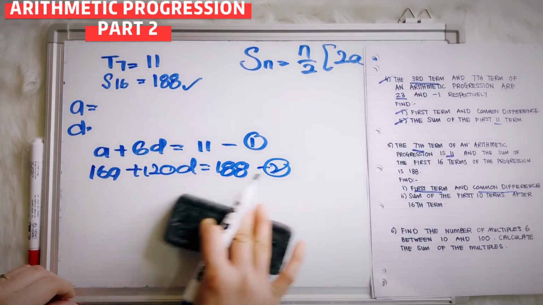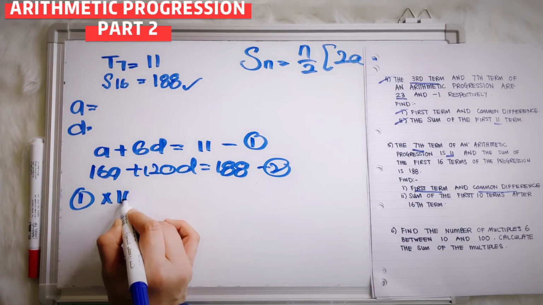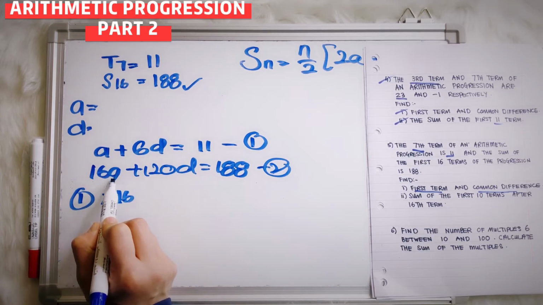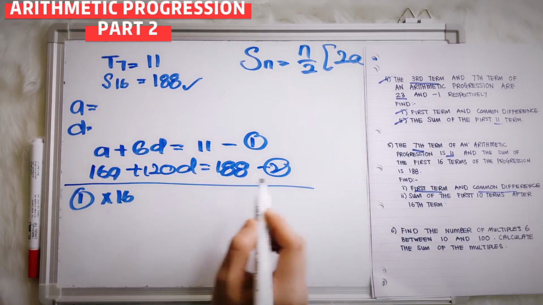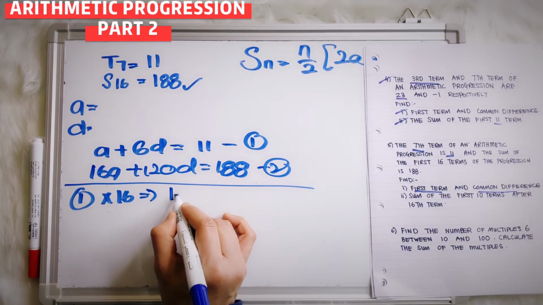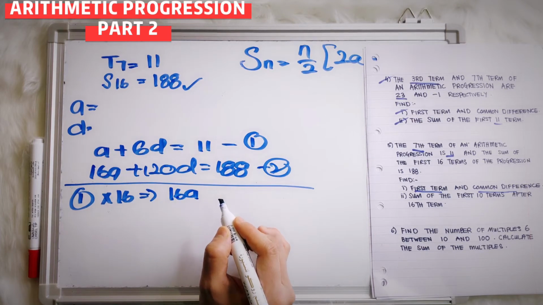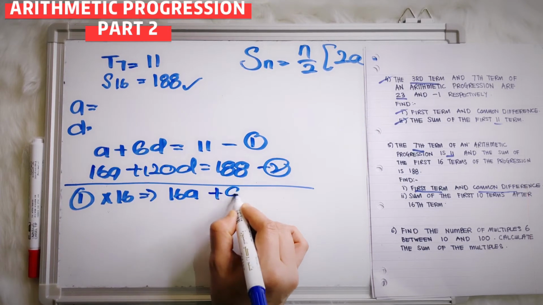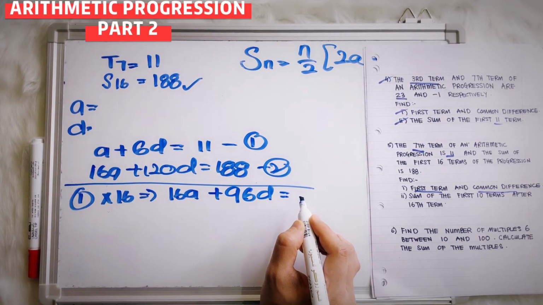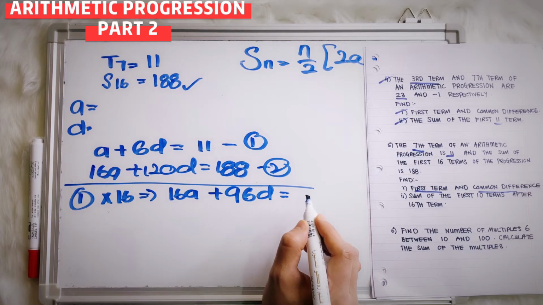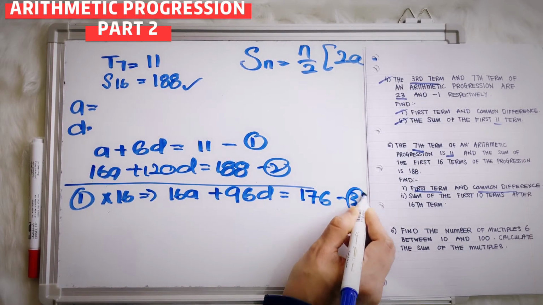Now our first equation we multiply with 16 first. Why? Because here is 16A, here is A. We do the simultaneous equation now. So we have 16A plus 16 times 6, 96D, equals 11 times 16, we have 176. So this is the third equation.